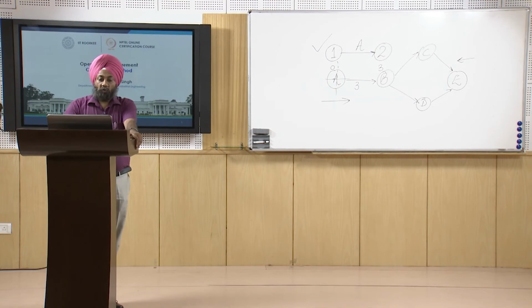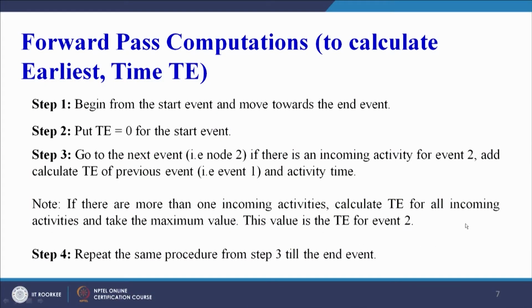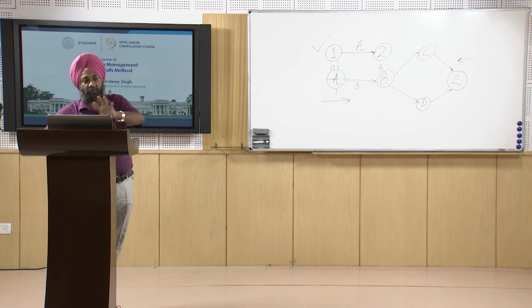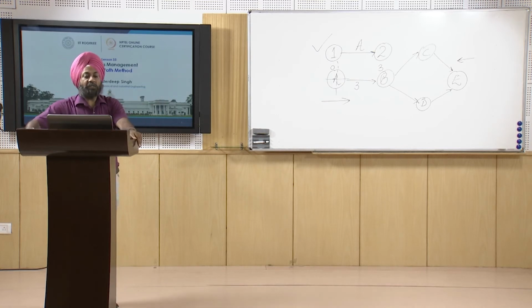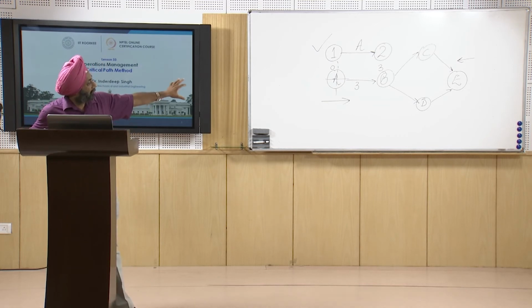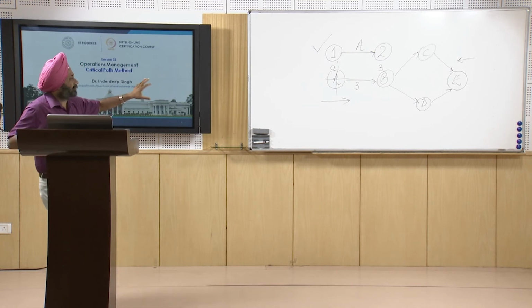So this is forward pass calculation. Begin from the start event and move towards the end event. Therefore, I have deliberately drawn this diagram so that we can understand this. We start from A and go till E. Put TE equal to 0 for the start event. So for A, to calculate the earliest time TE, we will put it at 0.